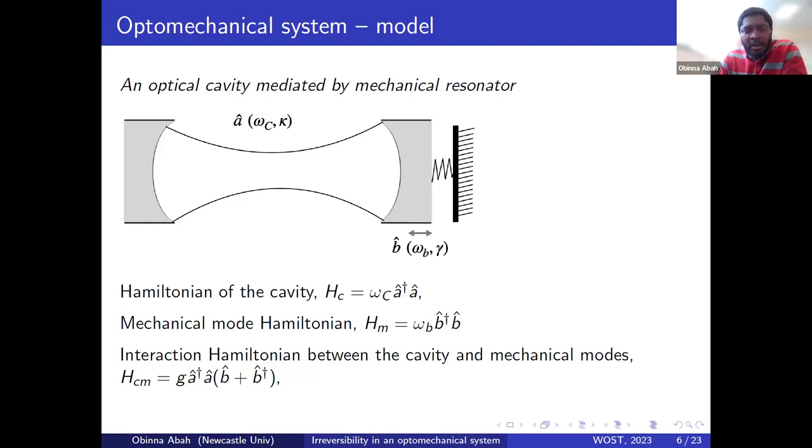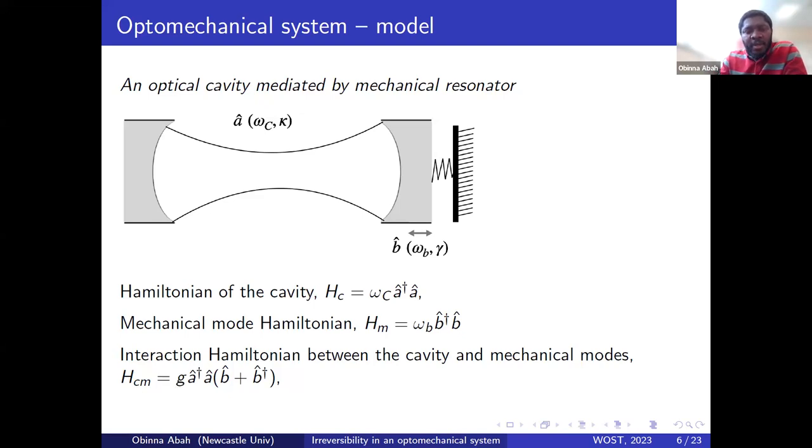And to model this kind of system, first is to look at what is the Hamiltonian of your cavity, and then you have to also know the Hamiltonian associated to the mechanical mode, which is coming from the spring, and then the Hamiltonian of the interaction between the two. And this is also related to the zero point mode, and then the coupling here is the radiation pressure like coupling.